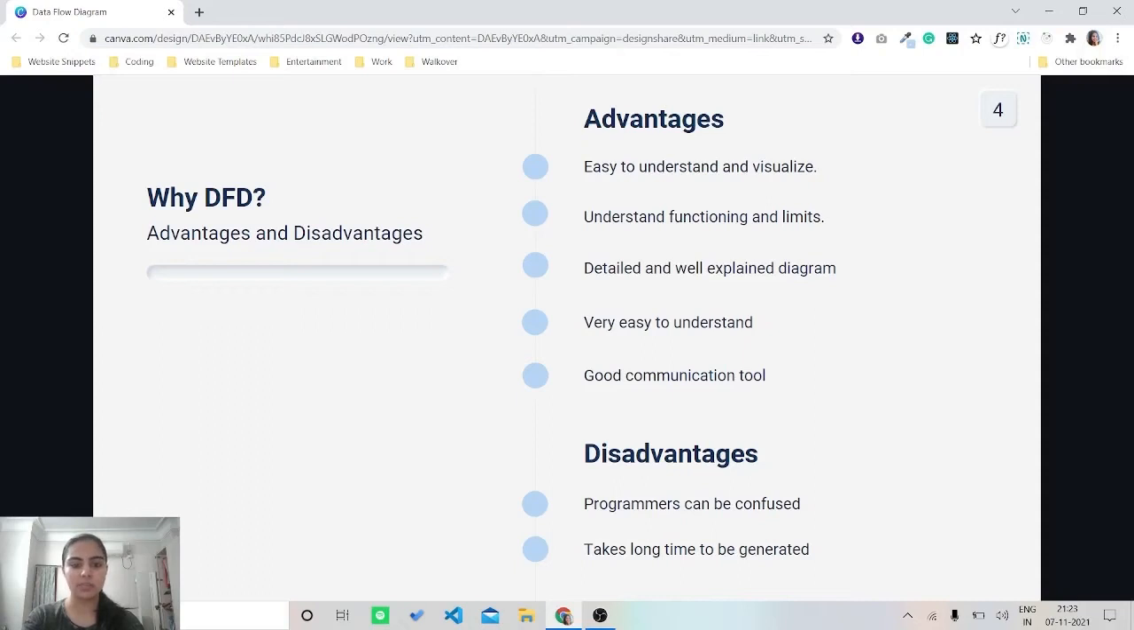Some of the disadvantages of DFD are: at times DFD can confuse the programmers regarding the system. DFD can take a long time to be generated, and many times due to this, analysts are denied permission to work on it.